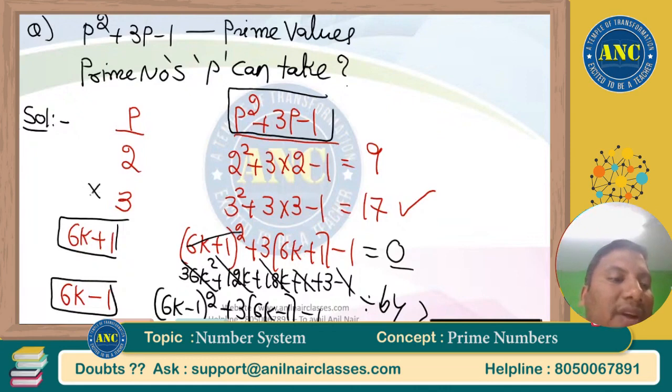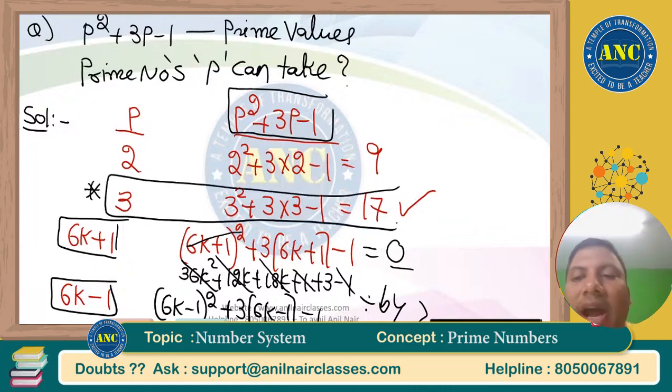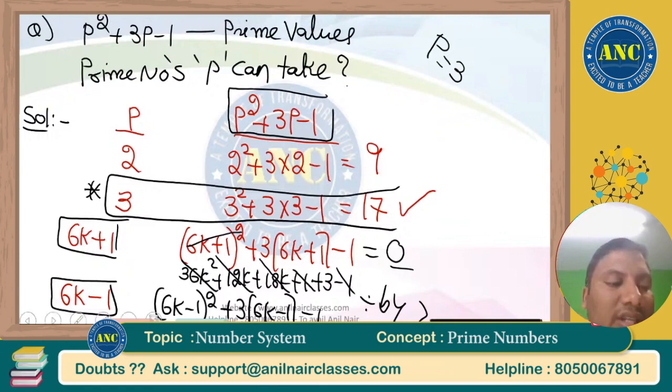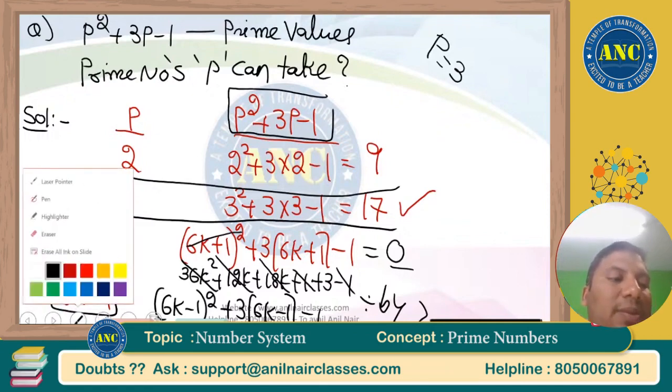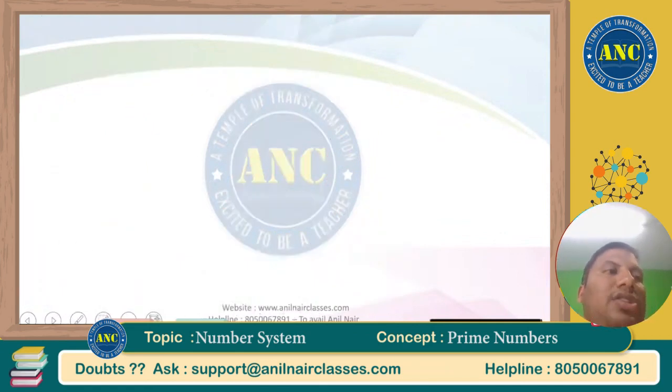So how many prime values can p take? P can take only one prime value, and the value is p equal to 3, and the expression value is 17. Idea clear? Every prime number greater than 3 is of the form 6k plus or minus 1. Concept 2. Another beautiful question, sir.